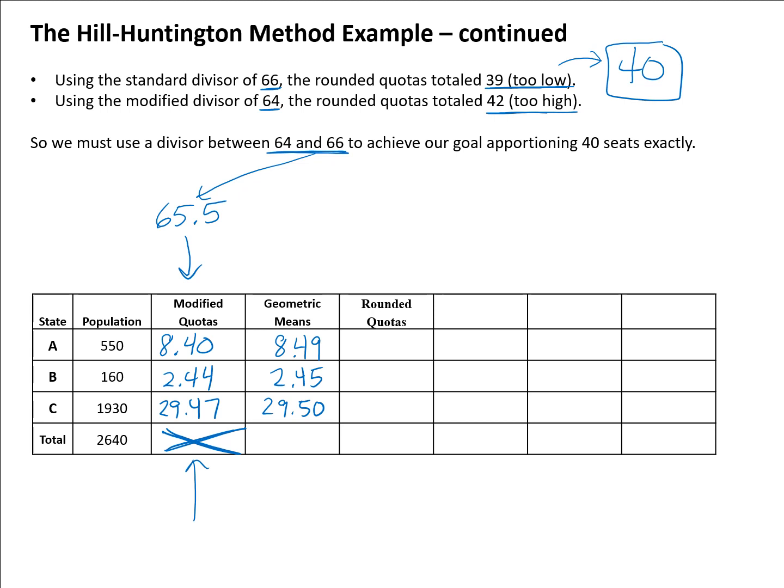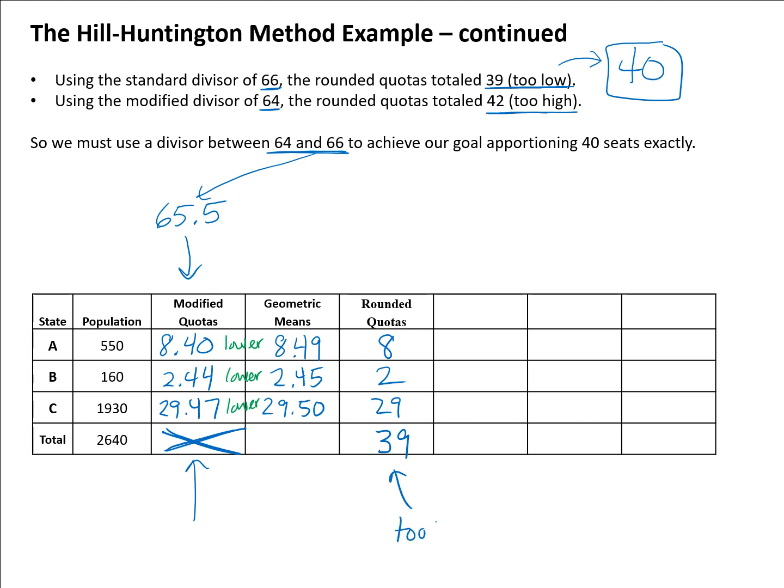Now, we're going to compare the modified quotas with geometric means. If the modified quota is lower, like the first one is, we round down. So 8.40 rounds down to 8. Our second modified quota, 2.44, is also lower than our geometric mean, so we round down to 2. And then 29.47 is also lower than the geometric mean of 29.50, so we round down as well on that one, so we're down to 29. We add those up. 8 plus 2 plus 29 gives us 39, which is too low.